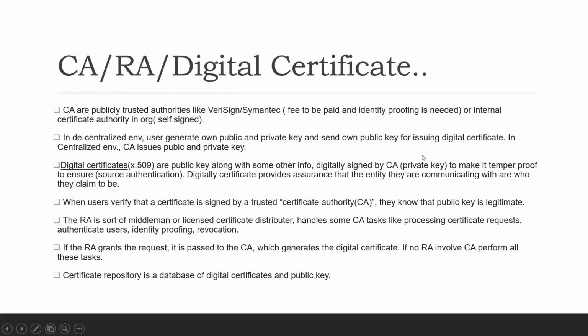If the CA has signed with its own private key, it becomes a digital certificate. And why does the CA sign? To make it tamper-proof, to ensure the source authenticity. A digital certificate provides assurance that the entity they are communicating with is who they claim to be.